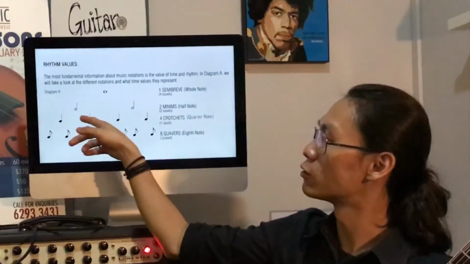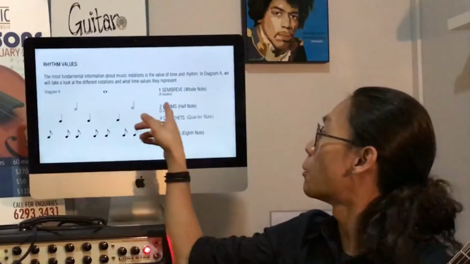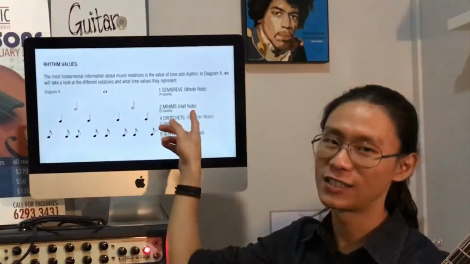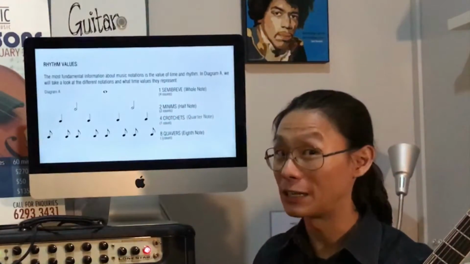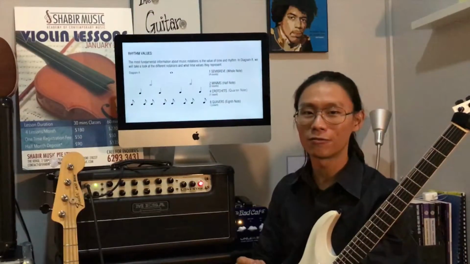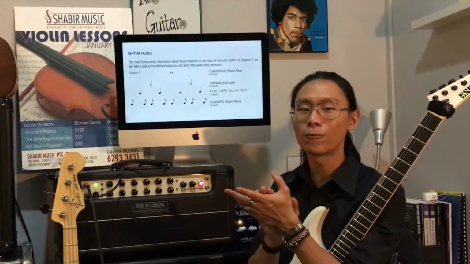These are how 2 count notes are represented. They are called minims or half notes. And how do we count a series of minims? Let's do it together. 1, 2, ready, go. 1, 2, 3, 4. Quite simple, right?